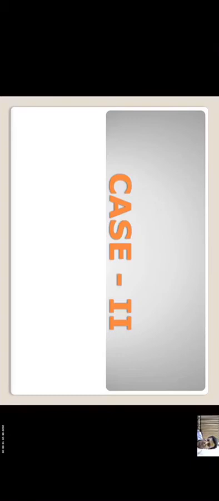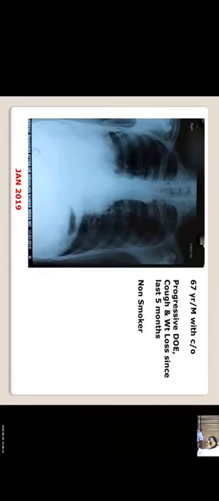So, case 2, an elderly male presented with complaint of progressive breathlessness on exertion, cough, and weight loss since the last 5 months. He was a non-smoker. This was his first X-ray. He visited me in around May 2019. This X-ray was taken in around January 2019. You can see there's some consolidation in the right lower zone along with some evidence of pleural effusion. There is blunting of the CP angle.